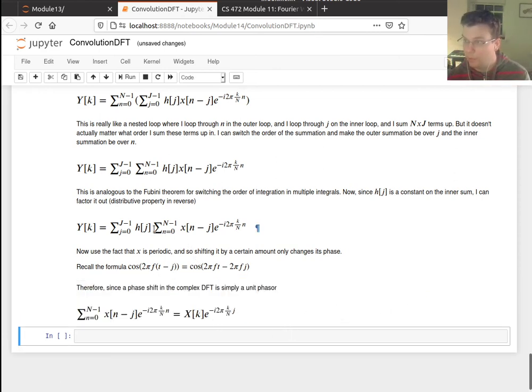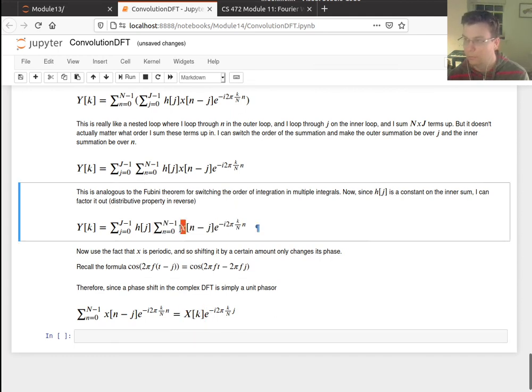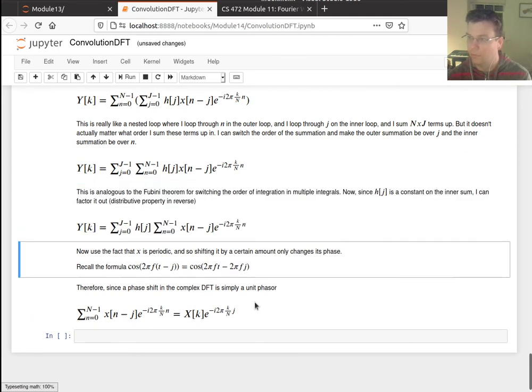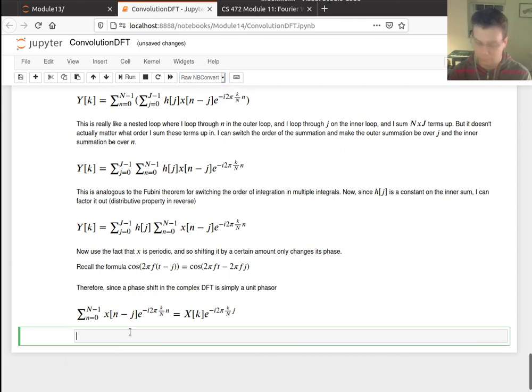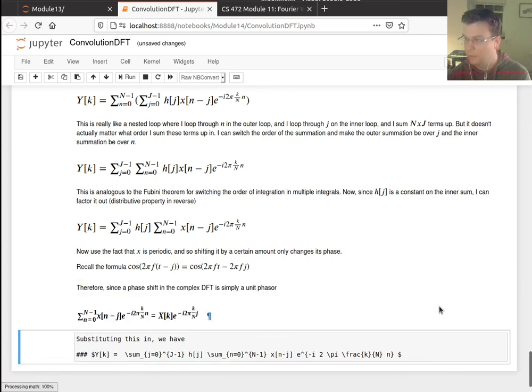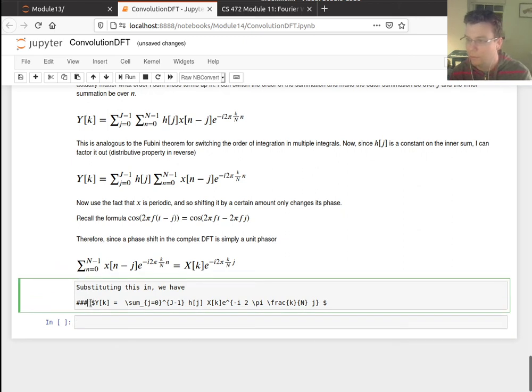I can actually replace this entire inner sum with x_k times this. So let me do that. Substituting this in, we have this. So nice. This sum was nasty, and now I'm able to get rid of it just by replacing that whole sum with this. So here's where we're at.